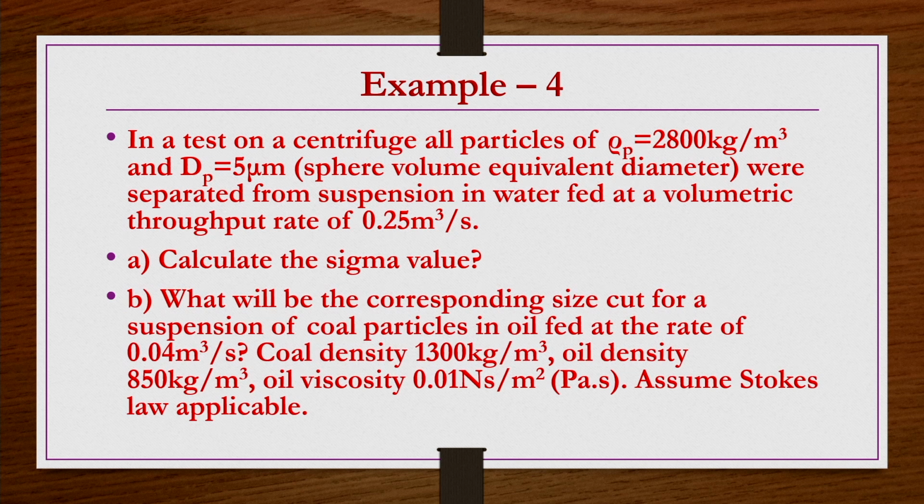Calculate the sigma value. Sigma value we have to find out. What will be the corresponding size cut for a suspension of coal particles in oil fed at the rate of 0.04 meter cube per second when the sigma value is the same? So what should be the corresponding size cut, that we have to find out. It is given that we assume Stokes law is applicable, so we do not need to find out the K value.